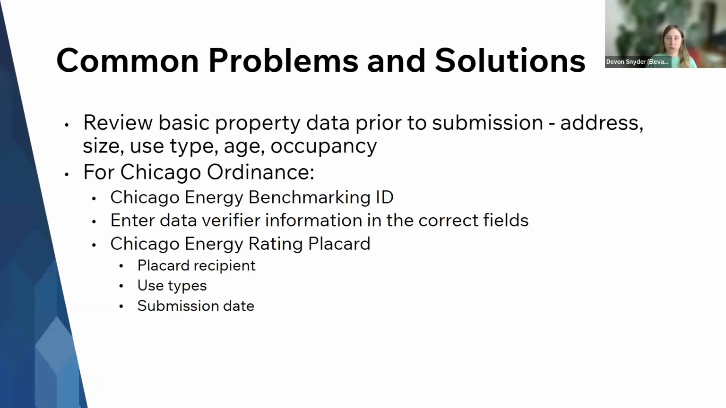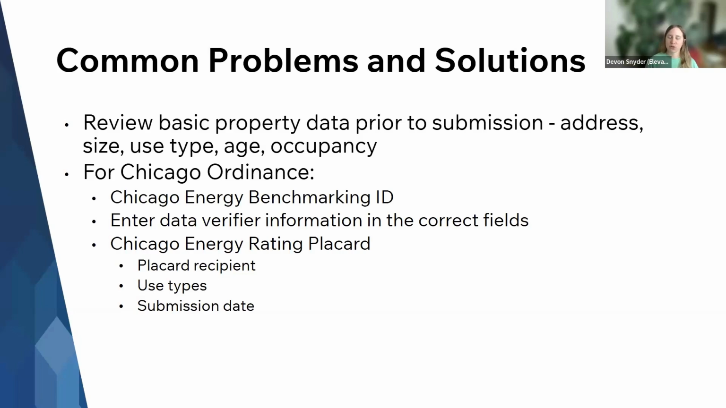Specifically relevant to properties within the Chicago area that are benchmarking under the ordinance, making sure that you have your energy benchmarking ID from the city when you're submitting your report. It's required when you submit, and it's helpful for the city to track the reports from year to year. That's available on the covered building list the city provides, as well as by emailing them directly. And if you don't think you have one, you could email the city as well, and they'll generate one for you. Making sure that the data verifier information that's required every 3 years is in the correct field, so you don't get flagged as being out of compliance for that specific requirement, is helpful.